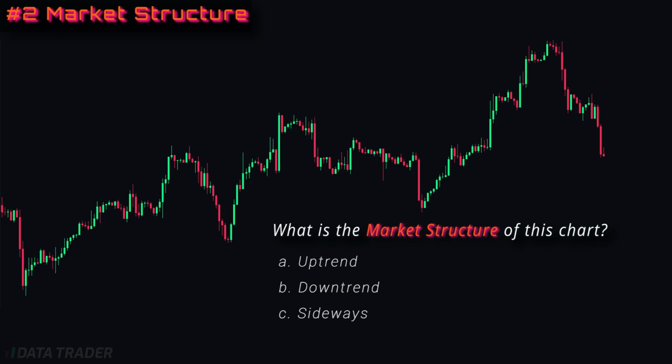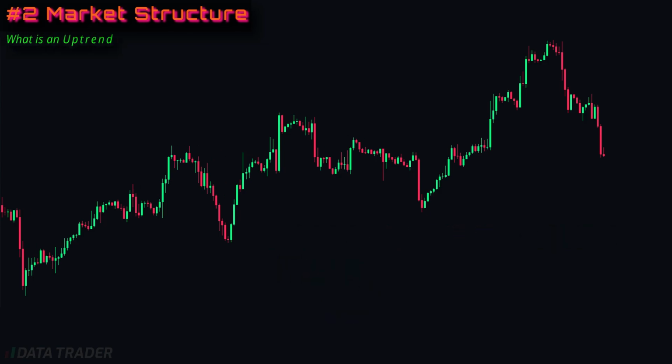Now, I'm sure most of you will answer uptrend because the price is going up. And if you did, you're correct. This is in fact an uptrend. However, the reason that this particular market is considered an uptrend is not because it's simply heading upwards, but because of the market structure. If you look closely at the movement of the market, we can see that it kept forming what's called higher highs and higher lows.